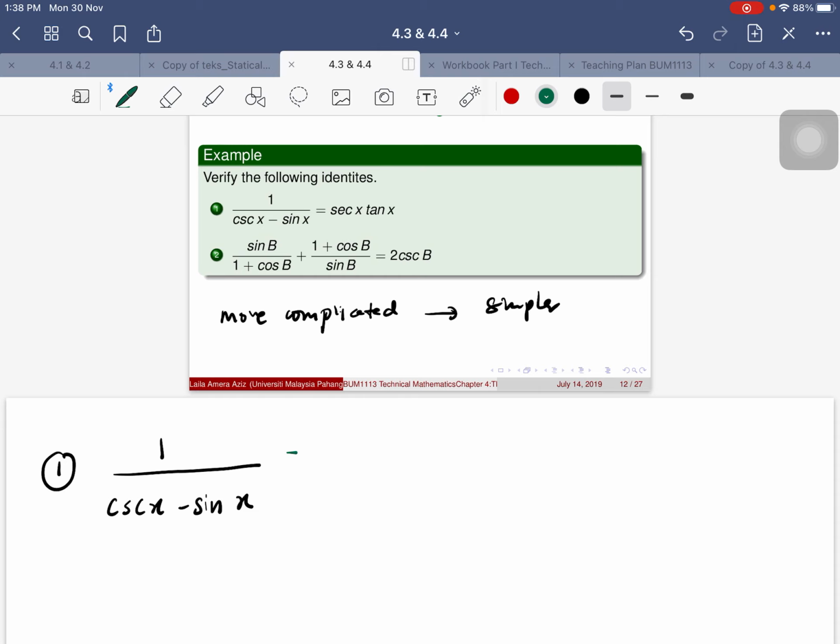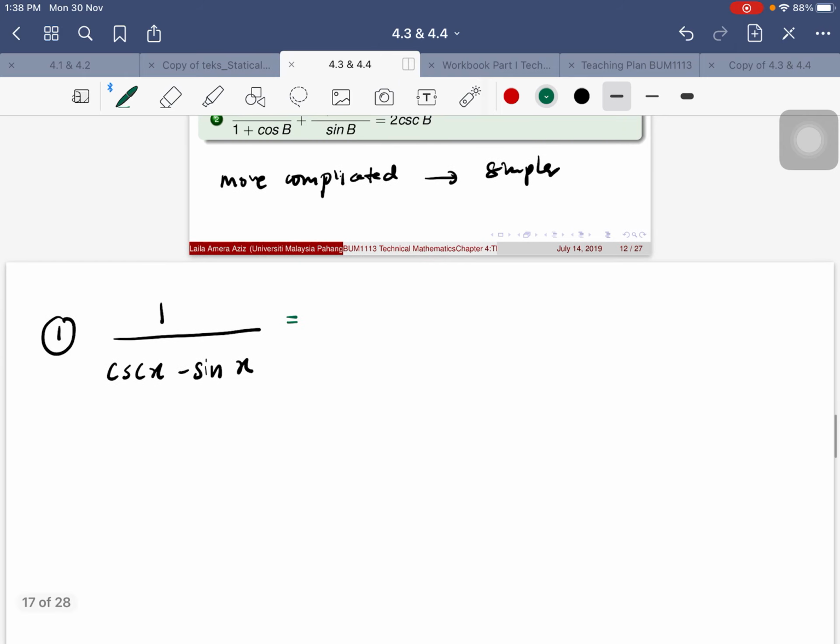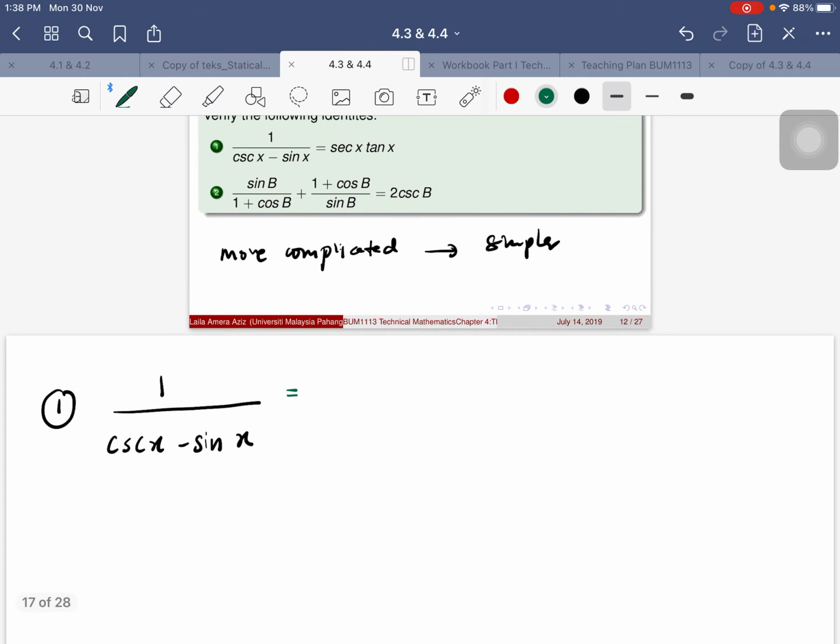The first step that you should do is, anything that is not in terms of sine and cosine, which refers to tangent, cotangent, secant, and cosecant, please change everything to be in terms of sine and also cosine. For this case, I'm going to have 1 over, and the cosecant is going to equal 1 over sine of x, so this is going to be minus sine of x. Now it looks more complicated, but we are done with the first rule, which is making everything in terms of sine and cosine.